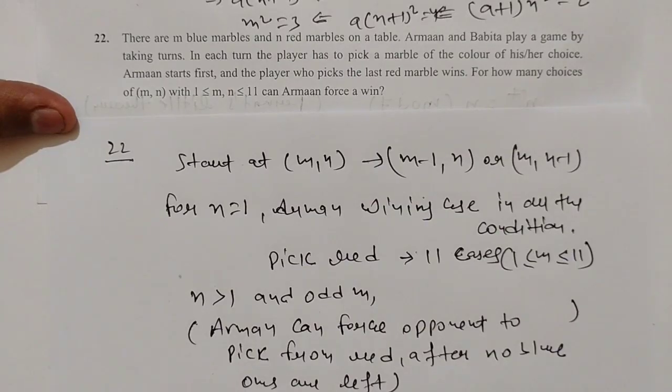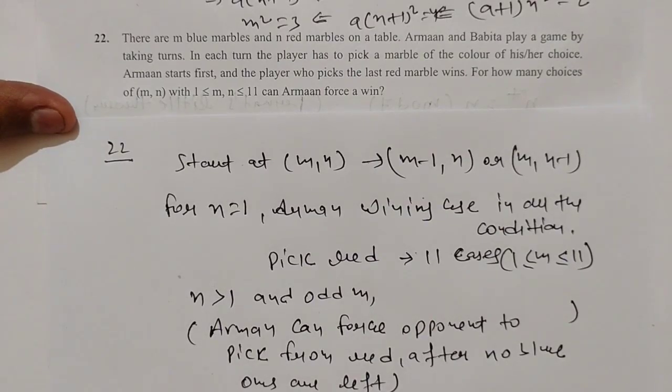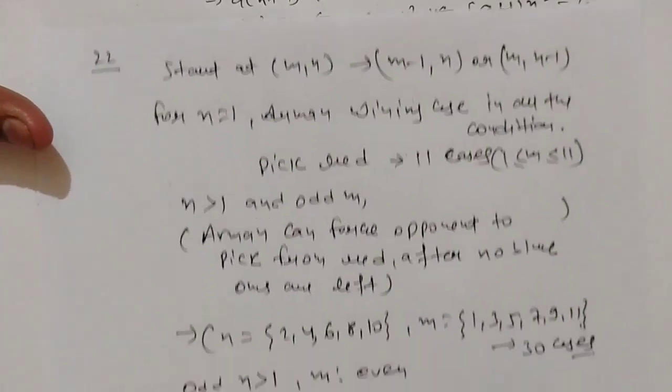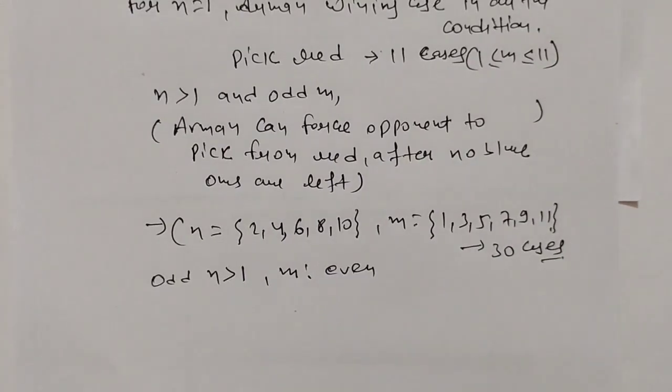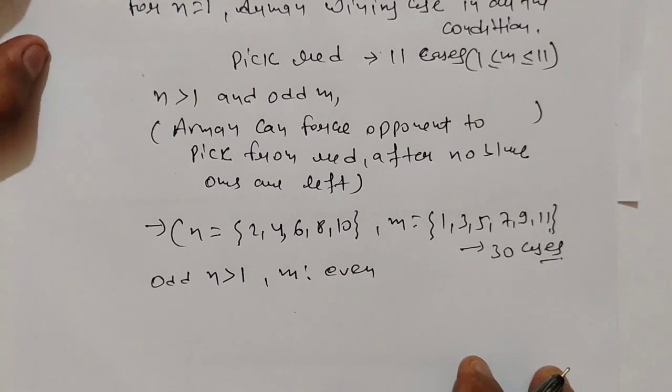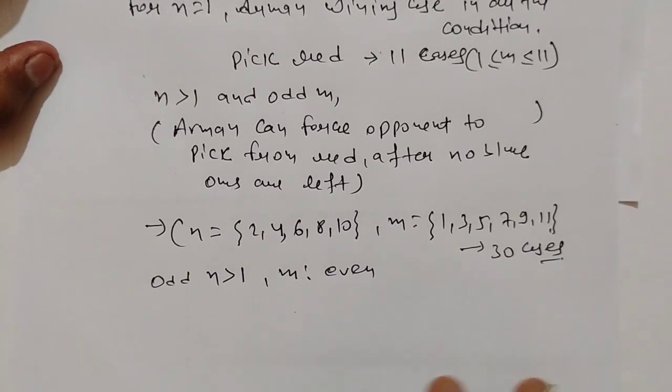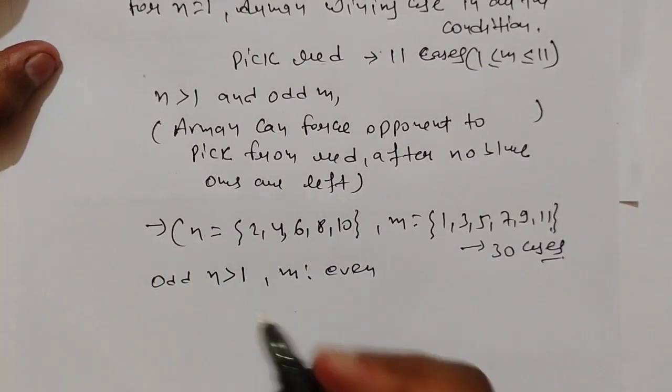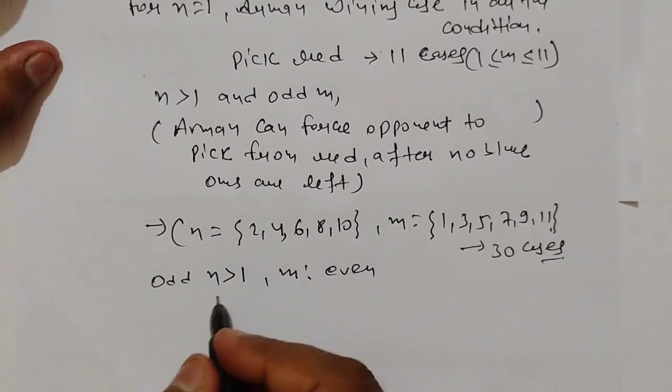and for the odd n greater than 1, and when m is even, then we have, taking the red marble, first make this an even number of red marbles for the opponent. So here we have to choose the fourth win for Arman.